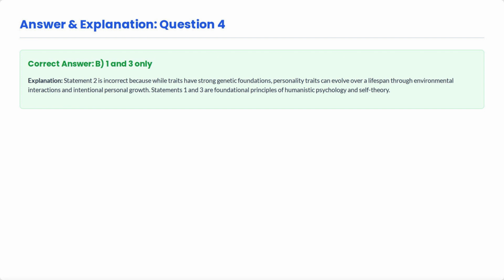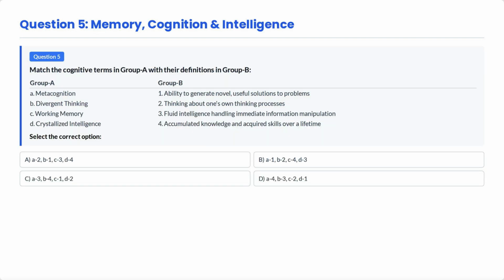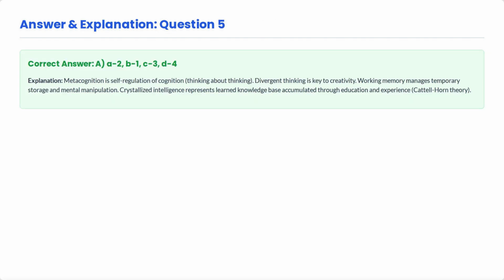Statement 2 is incorrect because personality traits can evolve over a lifespan through environmental interactions and intentional personal growth. Statements 1 and 3 are foundational principles of humanistic psychology. Question 5. Match the cognitive terms in Group A with their definitions in Group B. Correct answer. A. A2, B1, C3, D4. Metacognition is thinking about thinking. Divergent thinking drives creativity. Working memory manages temporary storage, while crystallized intelligence represents accumulated learned knowledge.